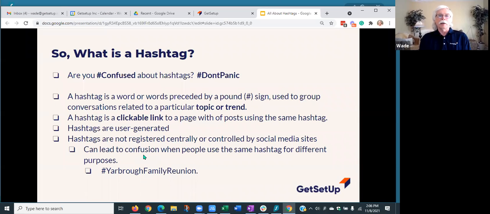So what is a hashtag? And are you confused? Hashtag confused about hashtags? Hashtag don't panic. We're going to teach you all about it. And it kind of explains some of the ways you see hashtags used now.